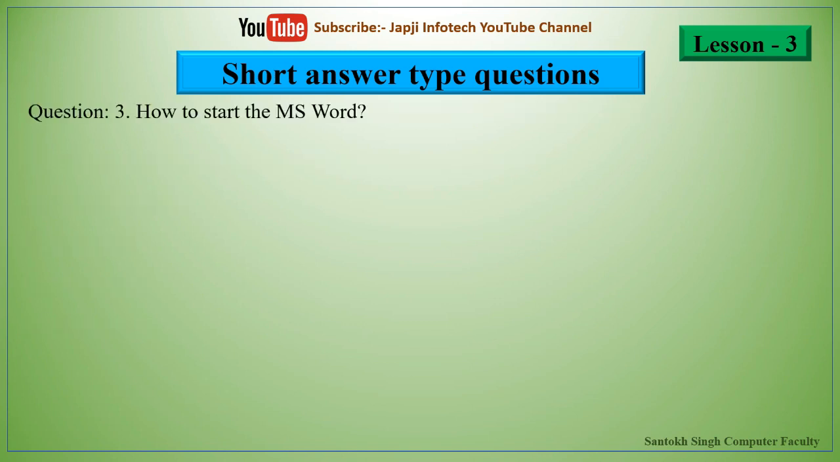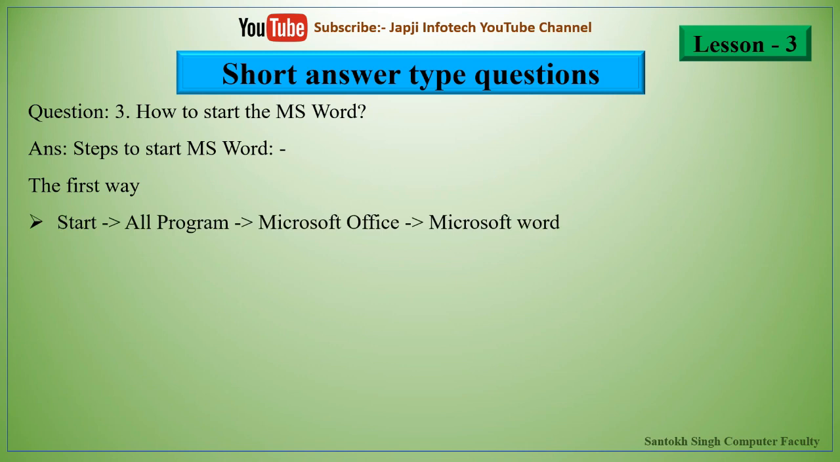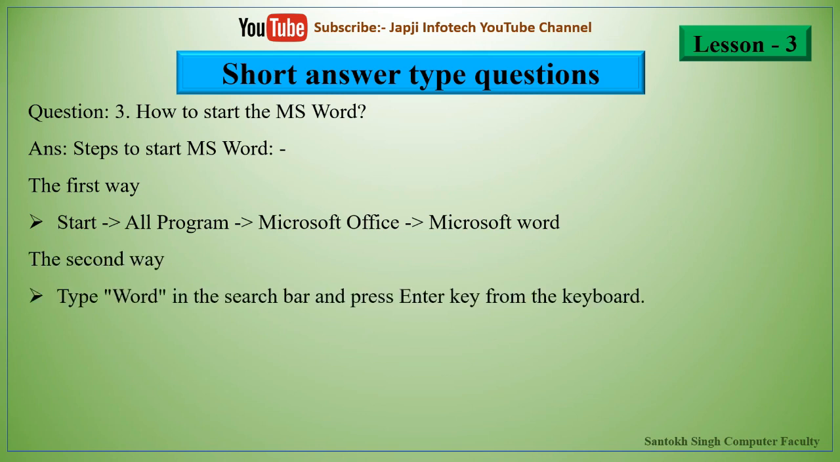So the question number third is how to start the MS Word. So the steps to start MS Word are: the first way is go to Start, then click on All Programs, then move to Microsoft Office. Under Microsoft Office, select Microsoft Word option. The second way is type Word in the search bar and press enter key from the keyboard.